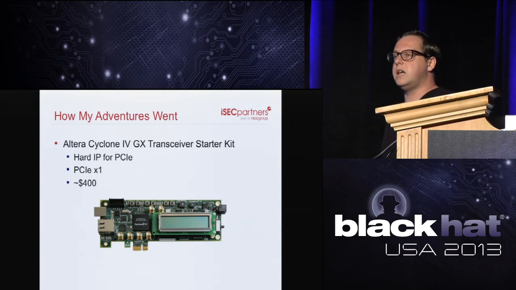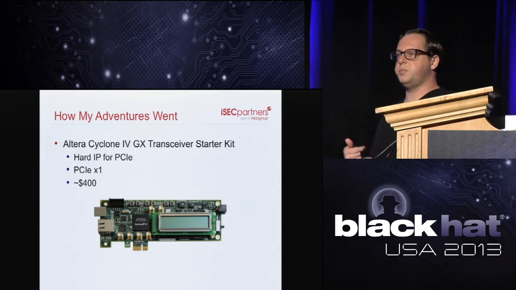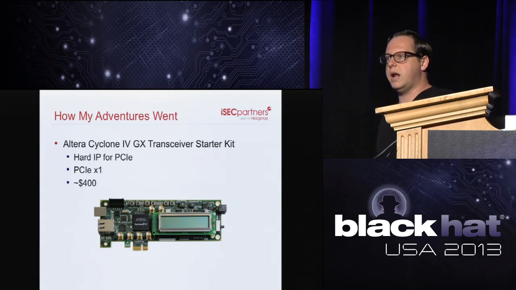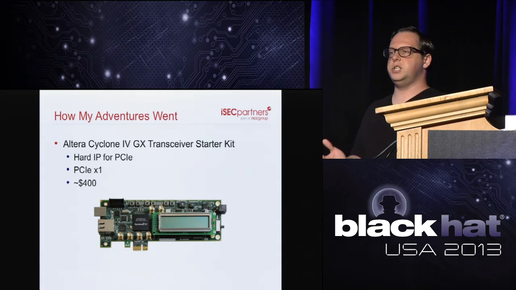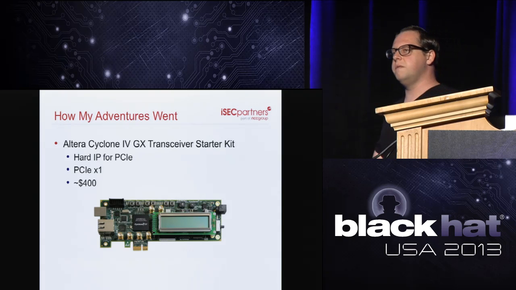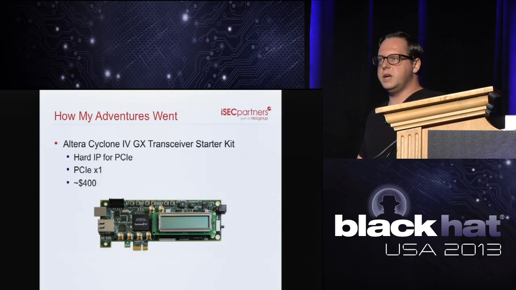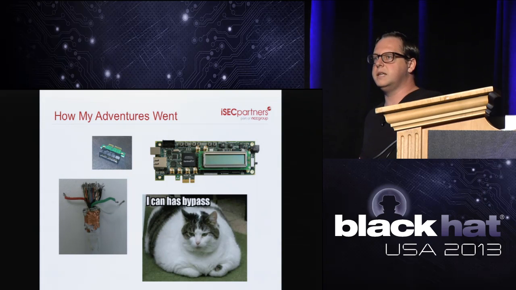It's around $400. It has a hard IP core for PCI Express built on it, so we don't have to worry about writing our own PCI Express stack or trying to build our own FPGA with a PHY connector and set that all up. It's all built on. So it's a pretty decent price point for this kind of thing. And hopefully, putting these all together, we can actually kick off a DMA attack.